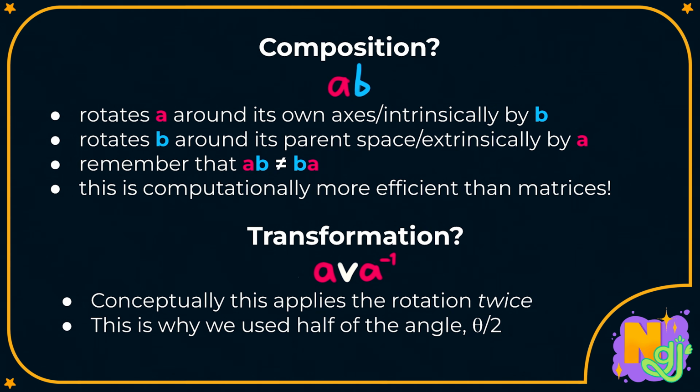And then finally, transformation is also kind of weird. With transformation, you take your quaternion A, you multiply it by your vector, typecast to a quaternion, and then you multiply that by the inverse of the quaternion. That's how you take a coordinate and transform it using a quaternion. In other words, rotating a point. And the reason we use half of the angle is because the transformation applies the rotation twice, so half of the angle is required so that it doesn't overshoot.